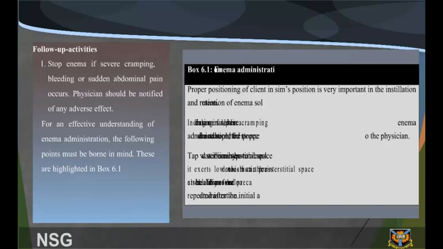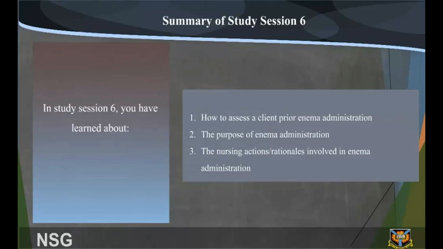to the physician. Tap water is a hypotonic solution and can be retained within the interstitial space because it exerts lower osmotic pressure than the interstitial space, which can lead to circulatory overload. Therefore, precaution must be taken and it should not be repeated after the initial administration.